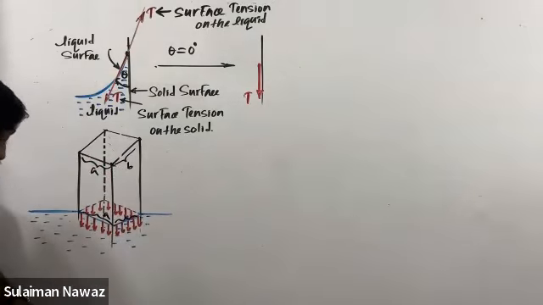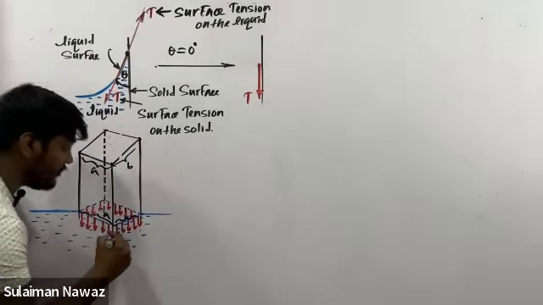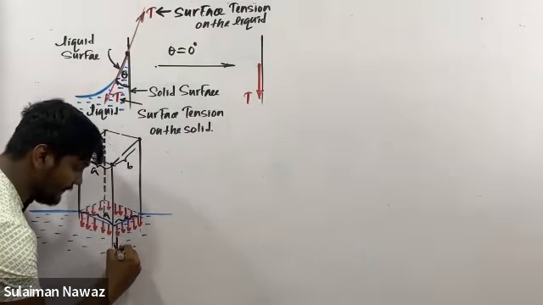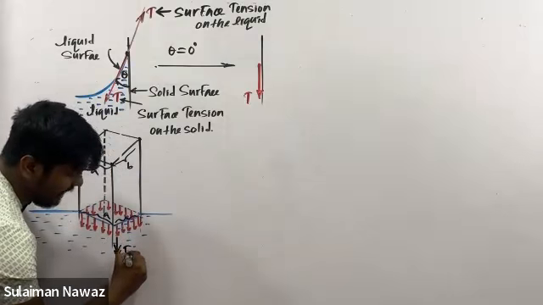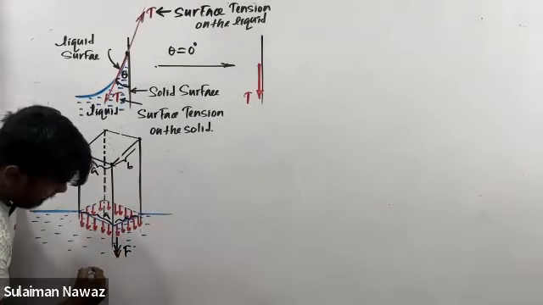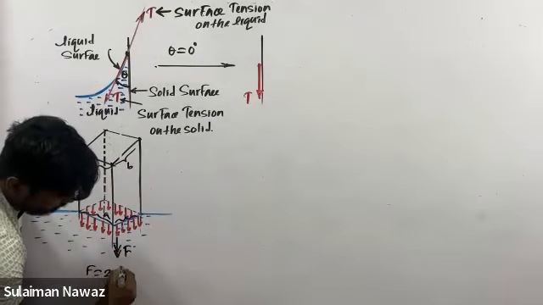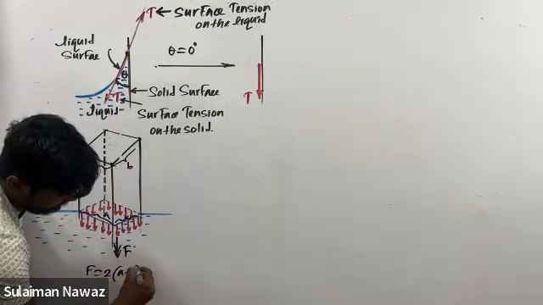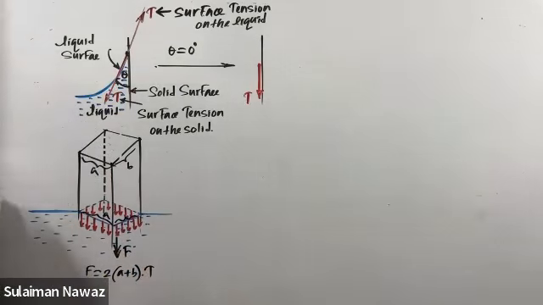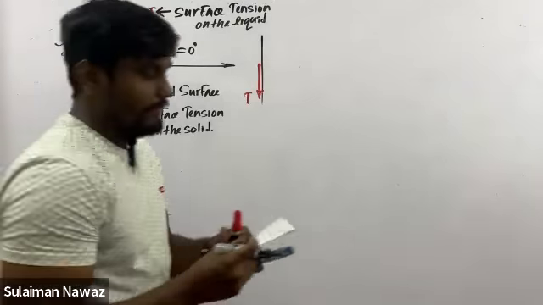Then the resultant surface tension force acts in the vertical downward direction. Capital F equals (2a plus 2b) times capital T. I hope you guys understand.